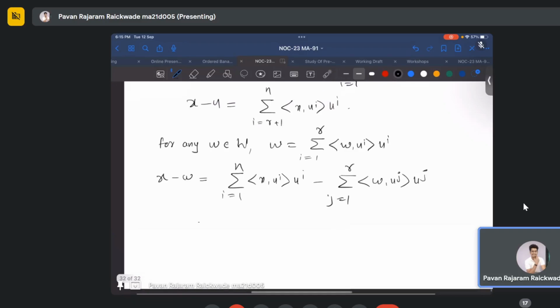Right? That means the first r terms here will combine with the first r terms here, and then you will get the summation of inner product of x with ui minus inner product of w with ui, i going from 1 through r, and then the left out terms.